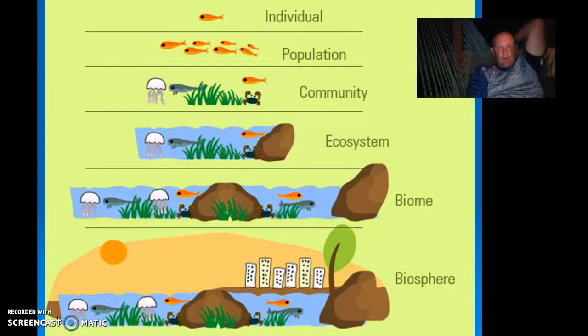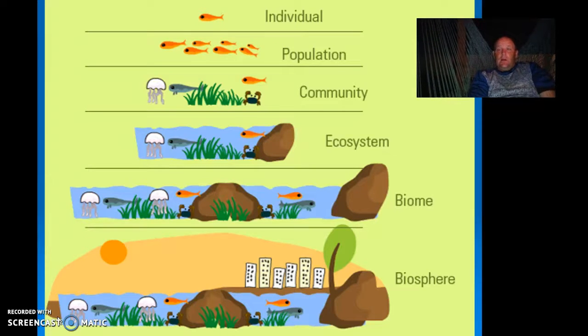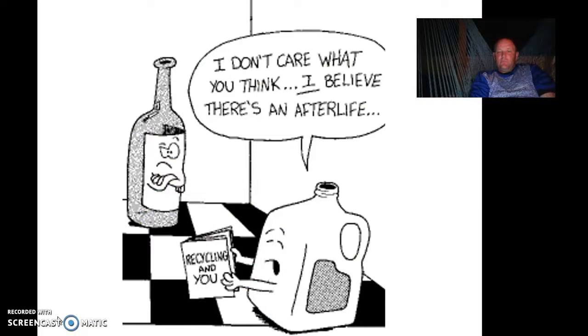Biospheres, if we go a little wider, would also include, even though we don't know that there's life on there, the planet Mars. The moon doesn't have any life, so technically it's not a biosphere. However, if we ever managed to colonize the moon, it would become its own biosphere. So that becomes the largest, okay?